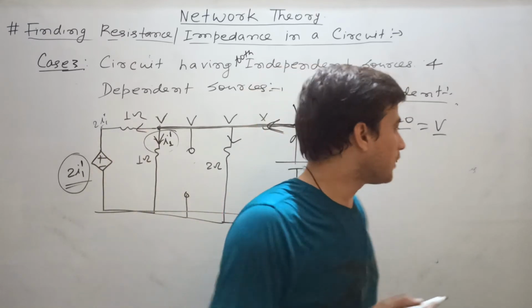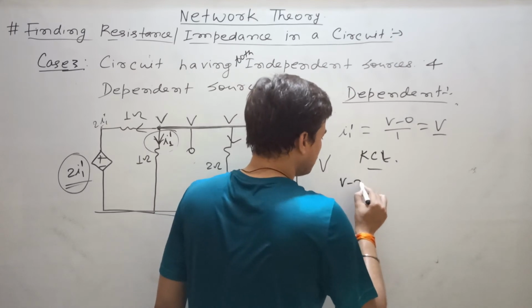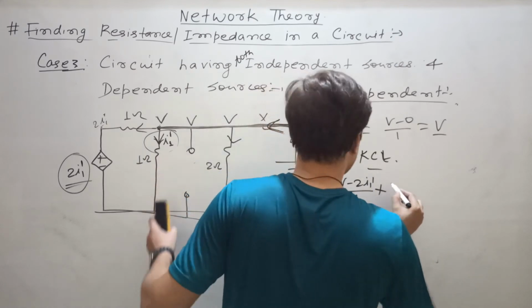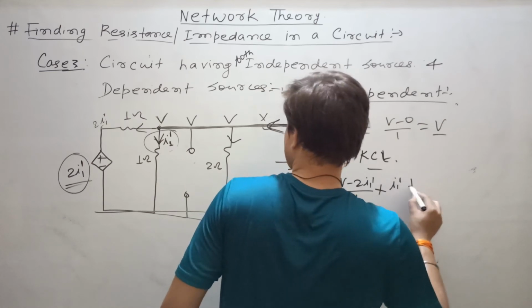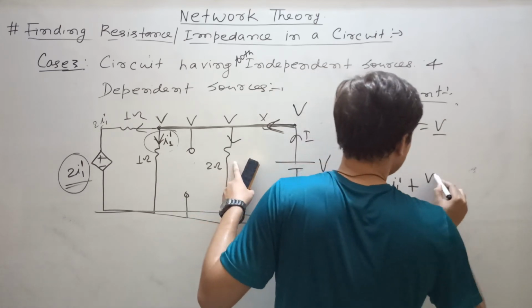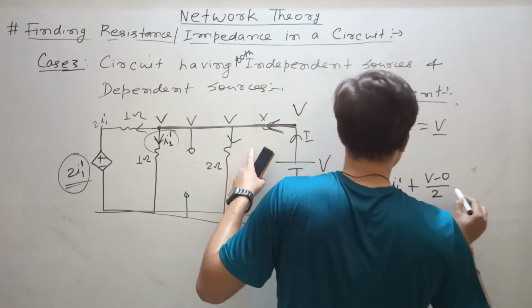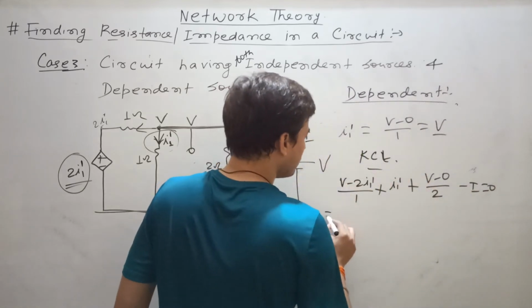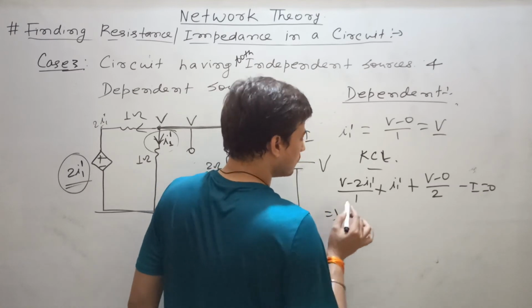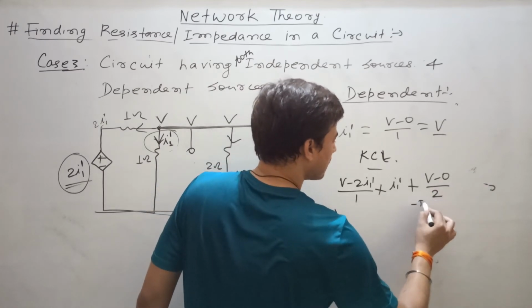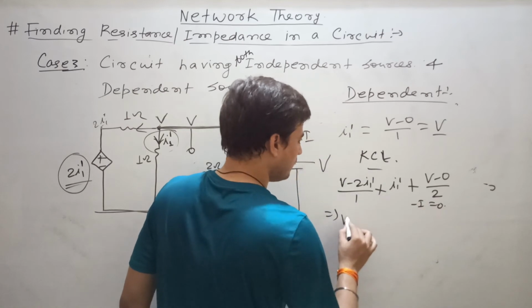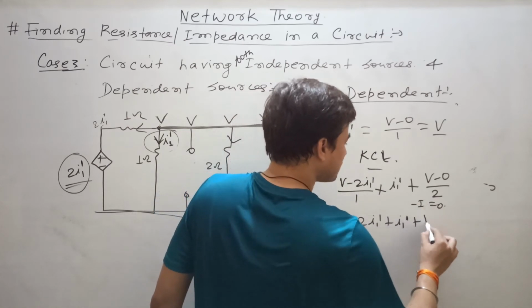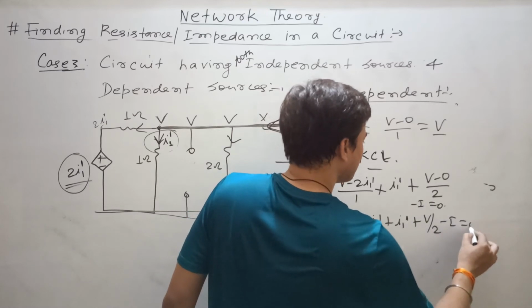So here we write (V minus 2I1') divided by 1, plus this current is I1', plus this current is (V minus 0) by 2, minus incoming current I, will be equal to 0. So from here you write V minus 2I1' plus I1' plus V by 2 minus I equal to 0.